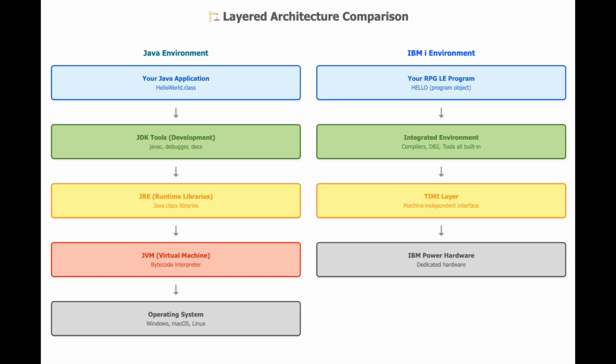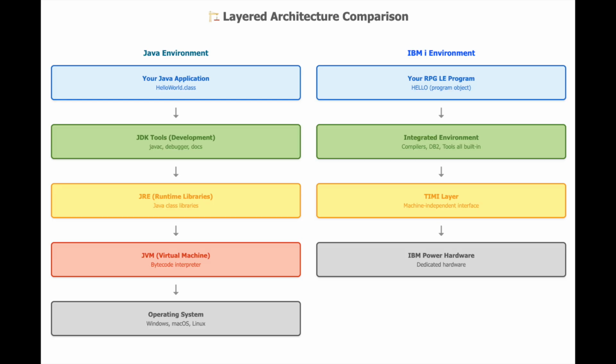So here's a layered architecture comparison where we can take a look and see how the applications compare. You see in the Java environment that you have your Hello World class, which you need the JDK tools to create and compile and debug. They use the Java Runtime Environment library classes, and it's run through the Java virtual machine. And then that'll run on Windows, Mac, Linux, whatever operating system that you have a JVM for.